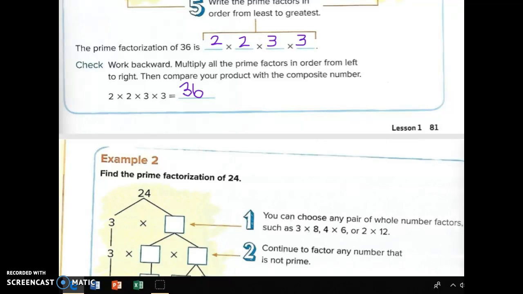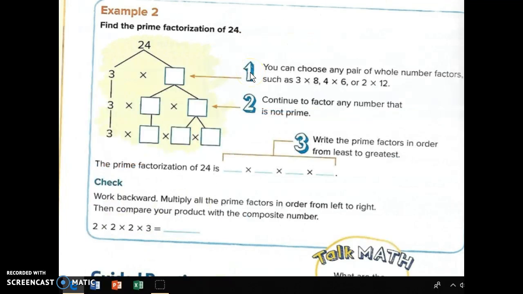Let's have a look at sample 2. First, you can choose any pair of whole number factors such as 3 times 8, 4 times 6, 2 times 12, because all of those are equal to 24. So let's have a look. First, 3 times what equals 24? Correct, 8. 3 times 8 equals 24.